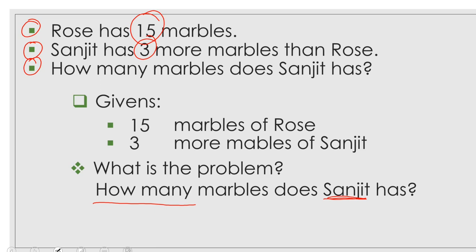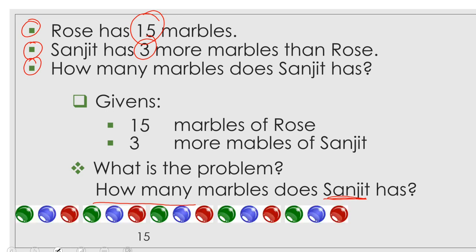But we can get the clue by using the givens. The given says there are 15 marbles of Rose and then 3 more marbles of Sanjit. See? So if we analyze this story, we would be able to find the answer. So 15 and 3, that is? Okay, so let's proceed. But before that, I'll give you some tips also.